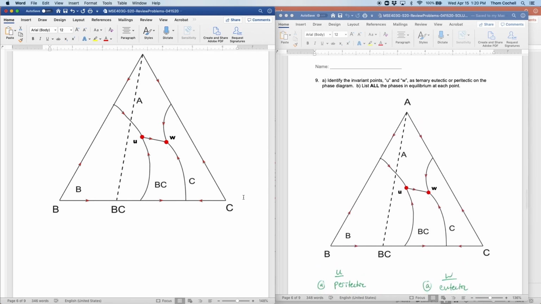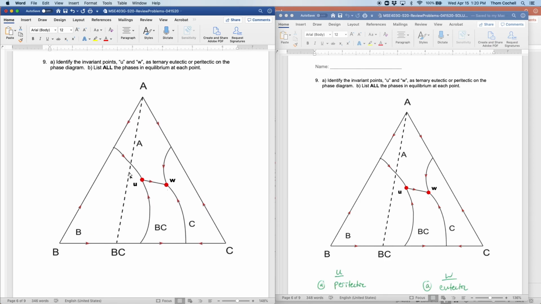So the other method is to determine the compatibility triangles. And so you'll see here this dashed line already gives us that. And so we're going to have another exercise with compatibility triangles. So I'll talk about that more in a second. But the basic idea is if the invariant point is within its own compatibility triangle, as W is, then it's a eutectic. If it's outside, like U is, which has its compatibility triangle over here, then that's a paratectic.